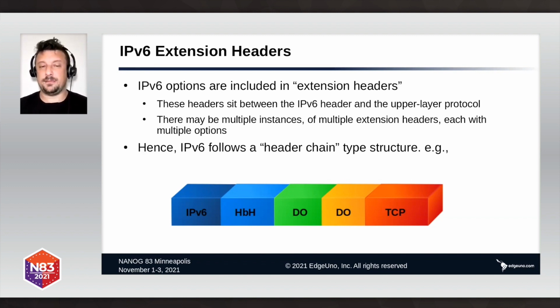Essentially, the idea is that rather than including the possible options in the IPv6 header itself, as is done for IPv4, in IPv6 we have a fixed length IPv6 header, and if we need to introduce any kind of options, we introduce them via extension headers that are inserted in between the base IPv6 header and the upper layer protocol. So this is a very general structure of the packets.